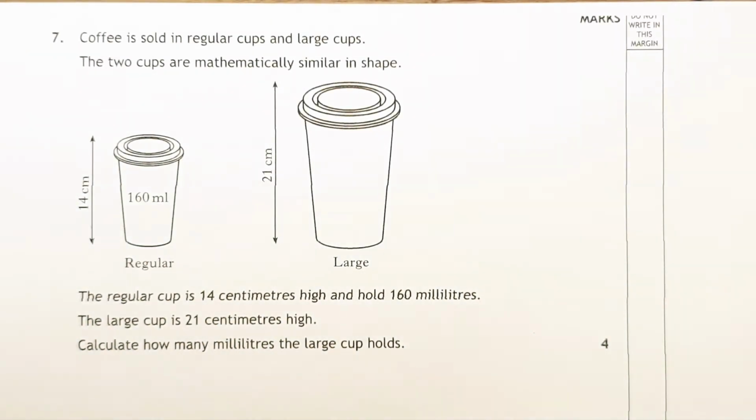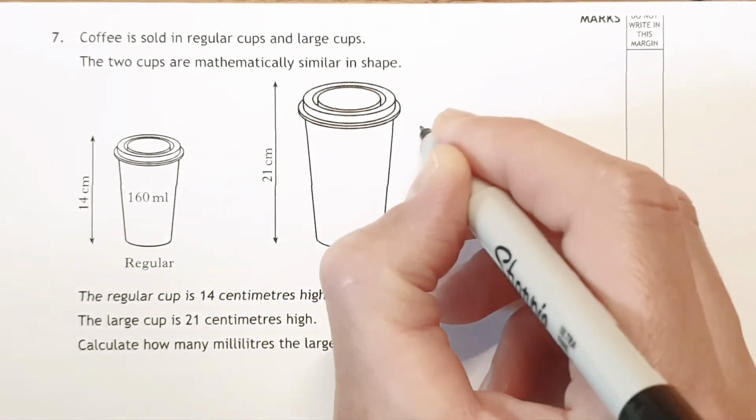National 5 Maths, Practice Paper I, Paper 1. Now in question 7 we're asked to find out how many millilitres a larger cup holds. We've got the volume of the smaller cup, we've got the height of the larger one and the height of the small one, so we can work out what the linear scale factor is.